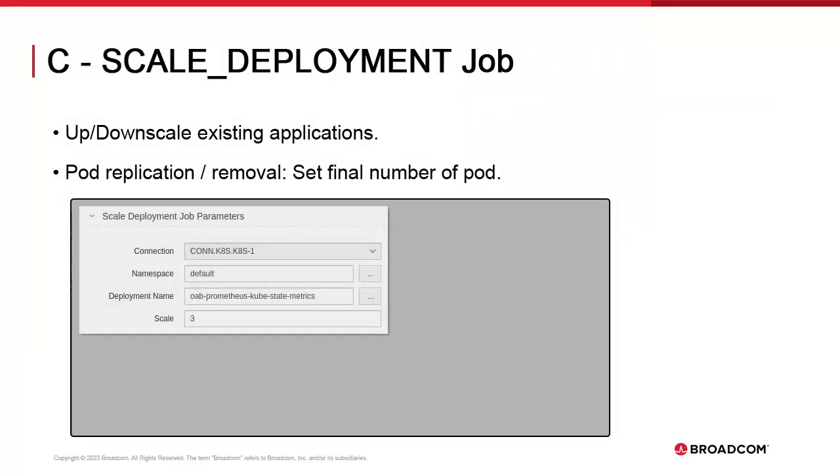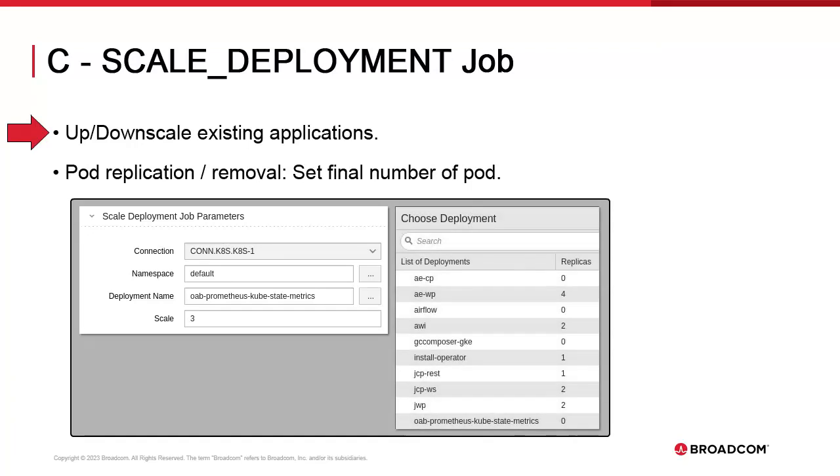The next type is the scale deployment job. This is really straightforward. You select the cluster, the namespace, and then browse the list of deployments, which is the list of applications currently running in the cluster, as well as the number of pods dedicated to each. You can easily increase or decrease this number based on resource allocation, processing power, or something else by typing the desired value in the scale field. In our example, Prometheus currently has 0 dedicated pods. We increase it to 3.